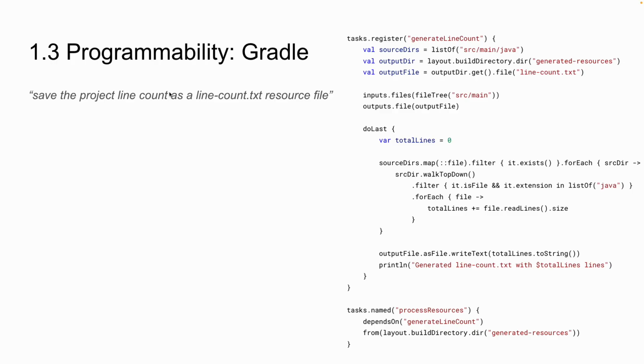Gradle has different problems. This is a Gradle Kotlin implementation of the same feature, counting the lines and putting them in a text file.